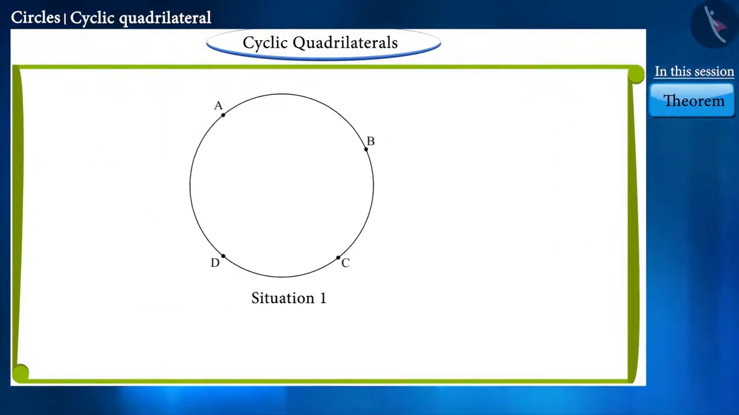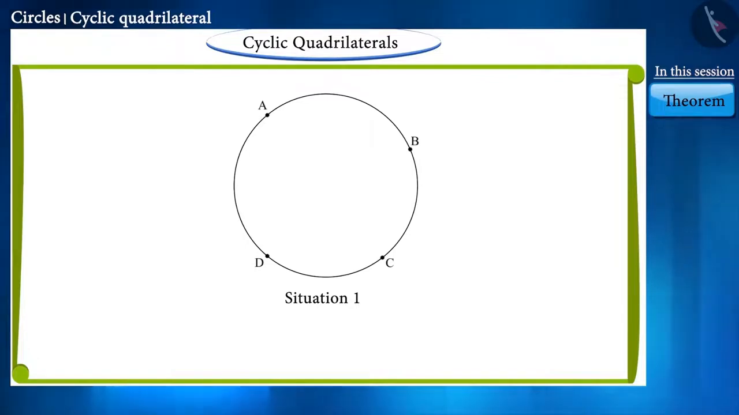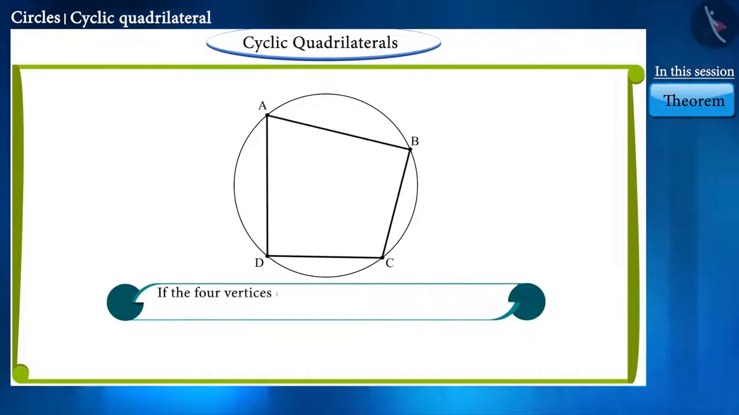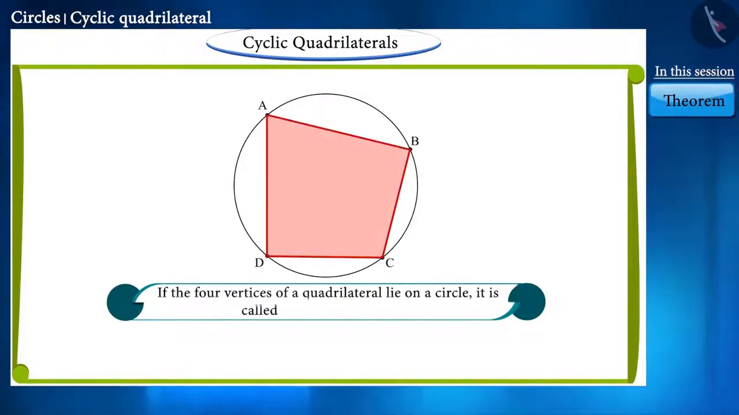Here, we will focus on the first situation, where all the 4 points are located on the circle. These points are known as concyclic points. If the 4 vertices of a quadrilateral lie on a circle, it is called a cyclic quadrilateral.